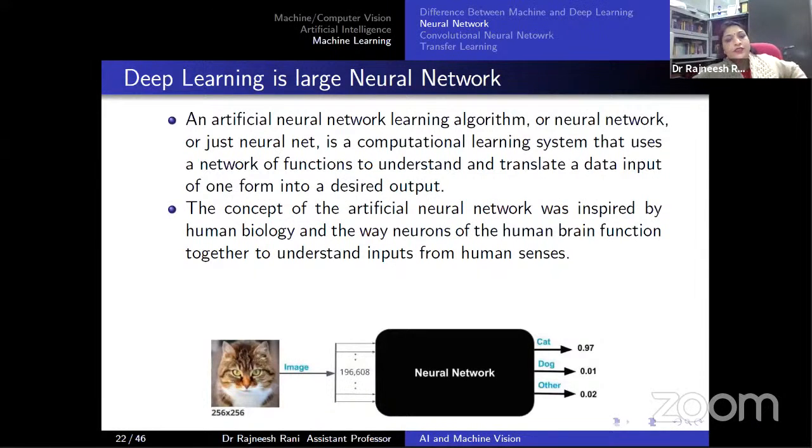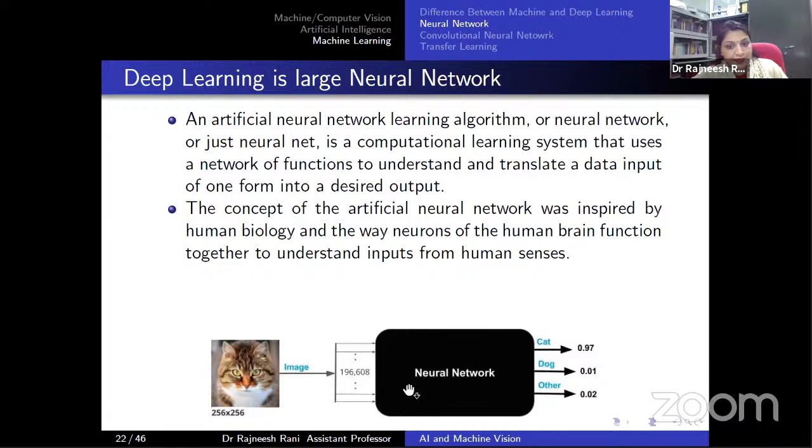So AI, or artificial neural network, is just a computational learning system that uses a network of functions to understand and translate a data input of one form into a desired output. For example, you can see here a particular image of size 256 by 256. If we look at the individual pixels, so many features are there: 196608.